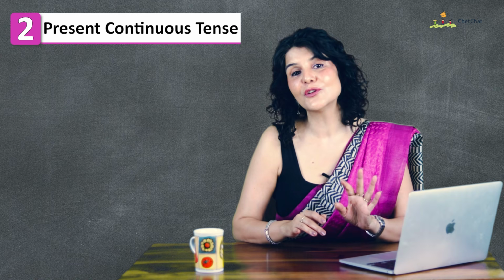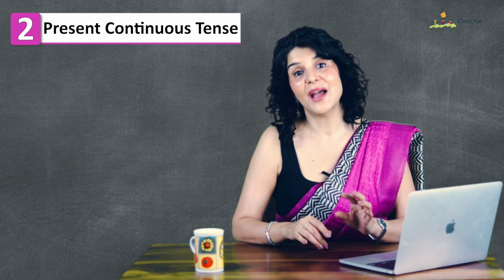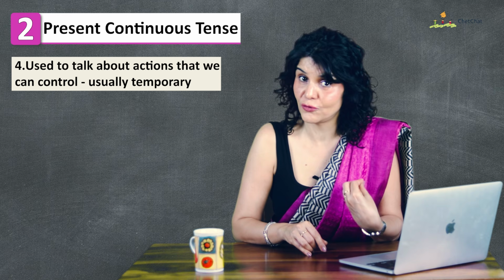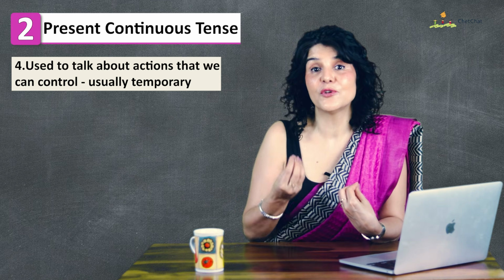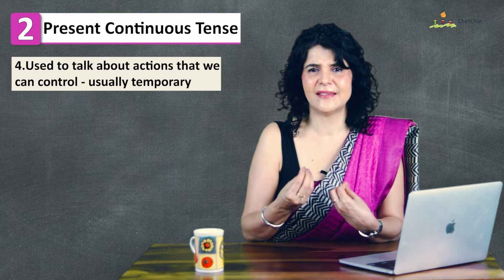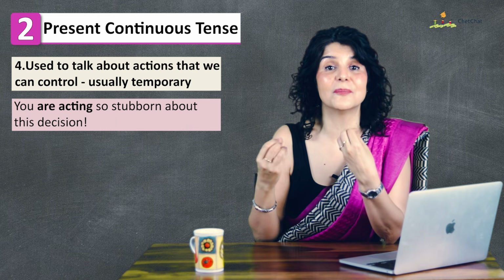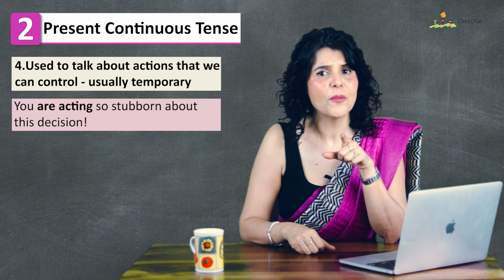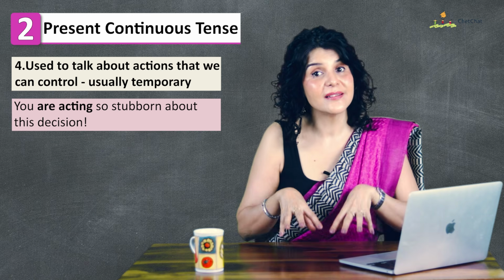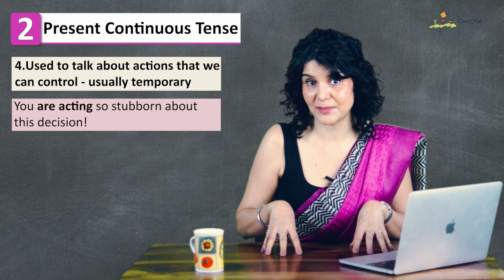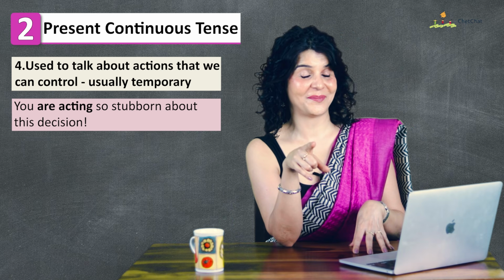Let's look at the 4th use for present continuous tense, where we can use it to talk about actions that we can control, usually temporary once again. Let's take an example. You are acting so stubborn about this decision. You're normally not stubborn, but on a temporary basis right now, you are acting stubborn and you can control it.